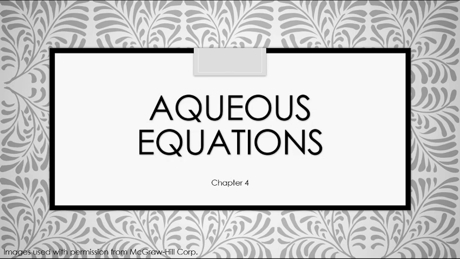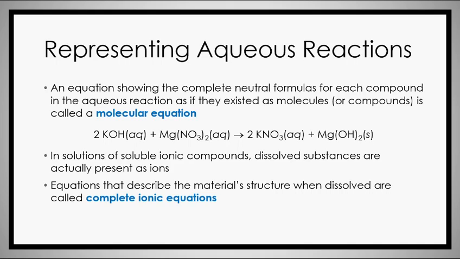How's it going, everyone? In this video, I'm going to be discussing aqueous equations. Up until now, all the chemical reactions that you have seen written out have been in the form that we call molecular equations. In molecular equations, all of the substances, molecules, ionic compounds, doesn't matter, are written out exactly as they would be if you were going from the chemical words into the chemical symbols. For example, potassium hydroxide is written out as KOH.